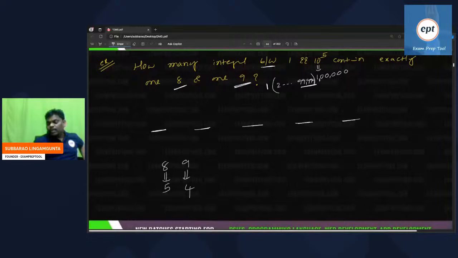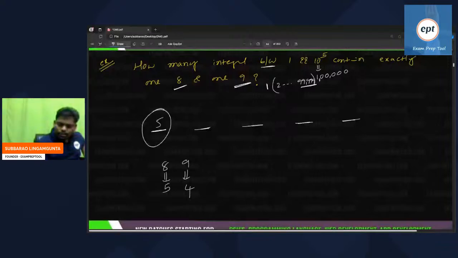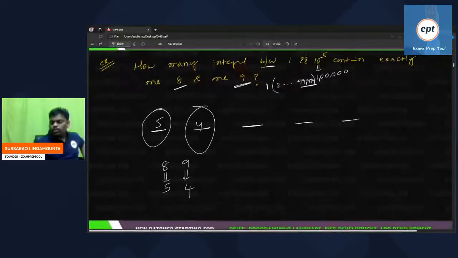9 more places. I think right, 5 into 4, 4 into 5, both are similar. So here 5 possibilities, here 4 possibilities. Then who can come here? Everyone except 8 and 9. See, exactly one 8 and one 9 already came. Exactly one 8. So what is the answer?